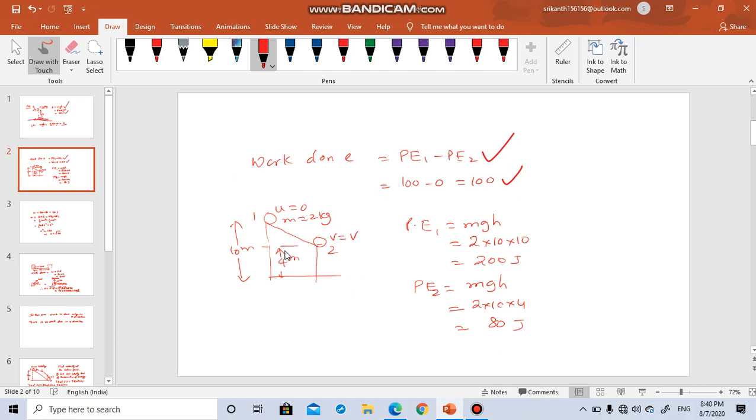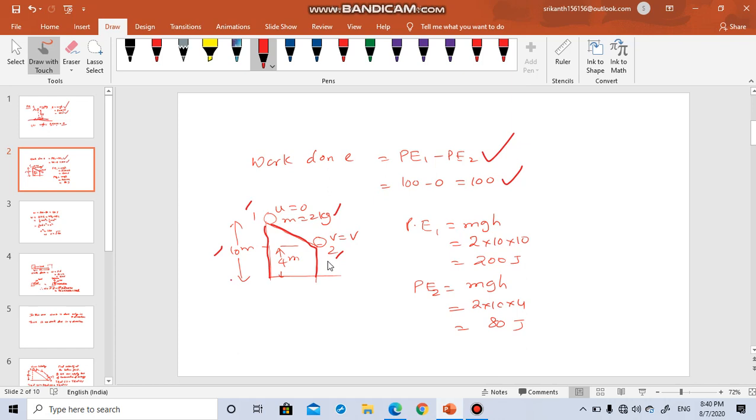Let us see another simple example. Let us say there is some building like this. The top point of the building terrace is 10 meters from the ground, and the second point, which I am calling point 2, is 4 meters from the ground. Initially the ball was at rest. There is a ball of mass 2 kg. U is equal to 0, and it rolled from the first point to the second point. And suppose they ask you what is the velocity of the ball at this second point.